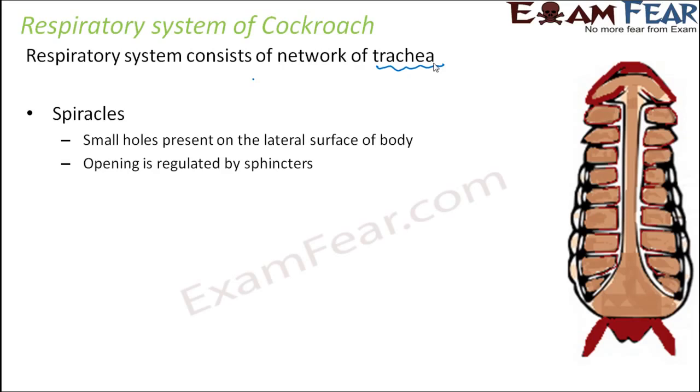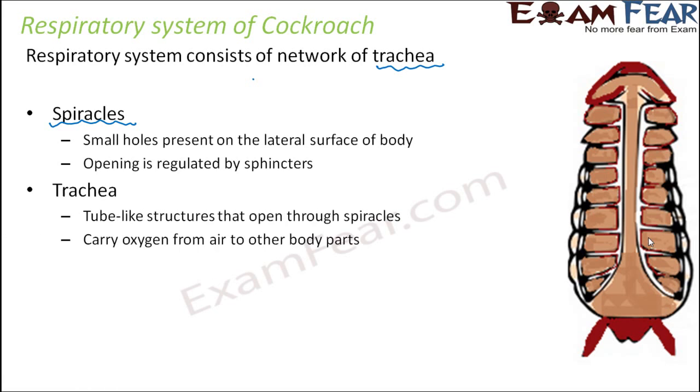Now, there are some small holes present on the lateral surface of the body which are known as spiracles. So here you can see the network of trachea. See one tube-like structure and then you have different tubes like this. So this entire arrangement is the network of trachea. Other than these also there are small holes which are present on the side surface of the body. The opening of these holes is regulated by muscular sphincters. When the sphincters want, the holes will be open so that exchange of gases can take place. When the sphincters close, the holes will be closed so that no exchange takes place.